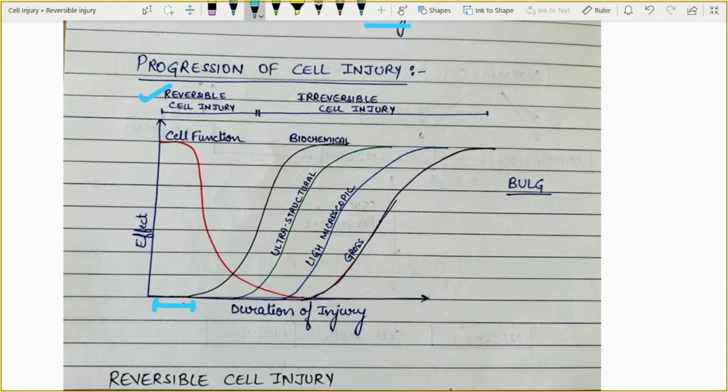And in reversible cell injury, what happens? The cell function decreases. And if the stimuli continues beyond a certain point from where the cell can't revert back to the normal state, or the duration of injury is for a longer time, that will lead to irreversible cell injury. Irreversible cell injury first shows biochemical changes, then ultrastructural changes, light microscopic changes, and in the last, gross changes would be visible.